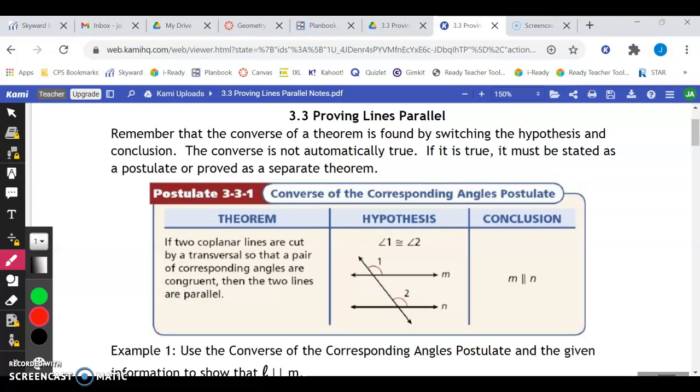That moves us into the converse of the corresponding angles postulate. What this says is that if two coplanar lines are cut by a transversal so that a pair of corresponding angles are congruent, then this proves that the two lines are parallel. In the picture, angles 1 and 2 are congruent, so this proves that line M is parallel to line N. Remember, corresponding angles are in the same spots but on a different line. If those angles are congruent, the same measure, then we can prove that those two lines are parallel.